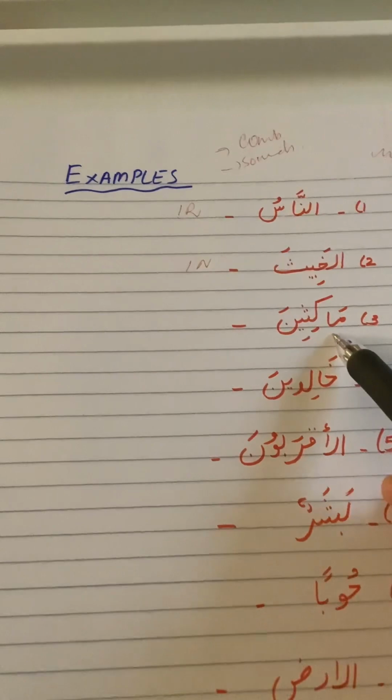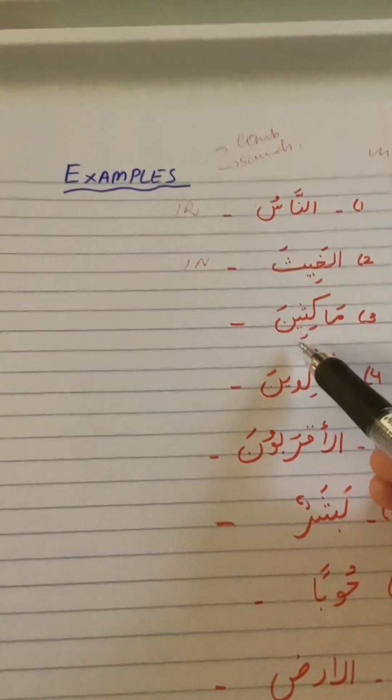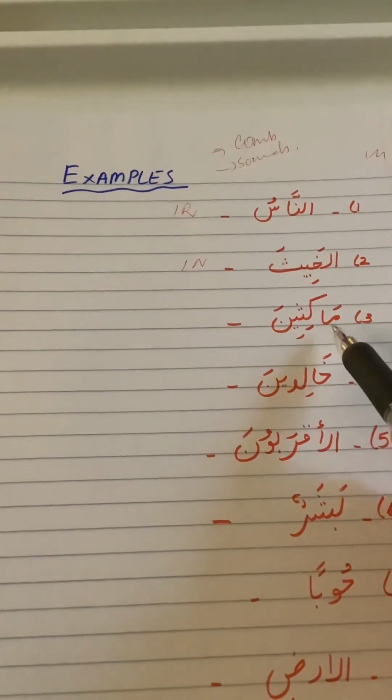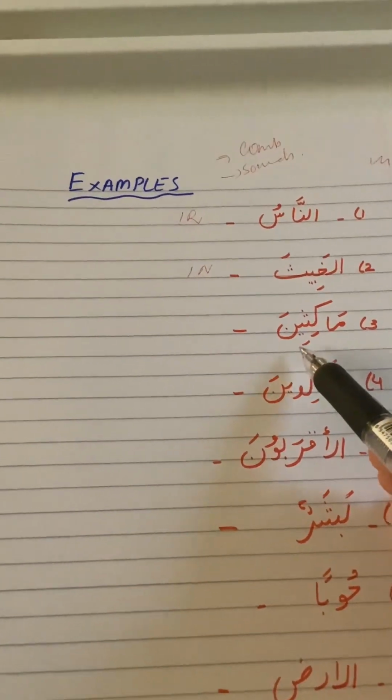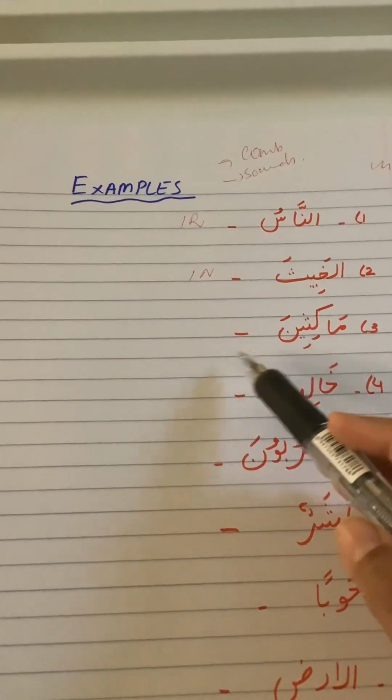Now let's look at the next example, which is ma kisina. Do we hear a sound or a combination? Ma kisina. I hear ina. So ina is from the third column, right?